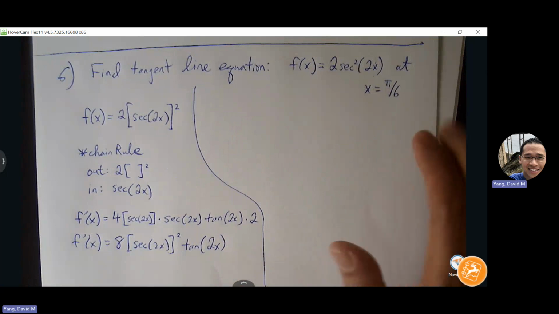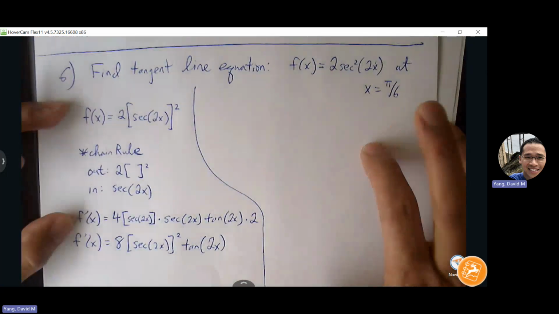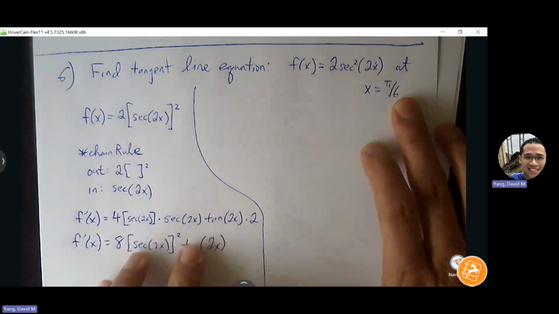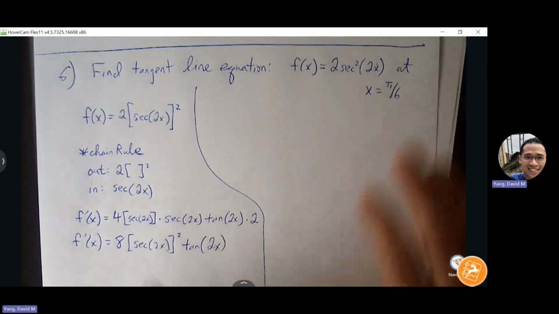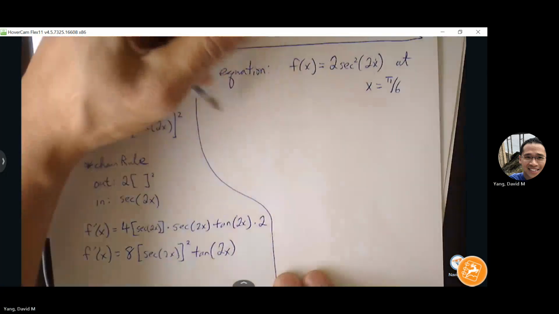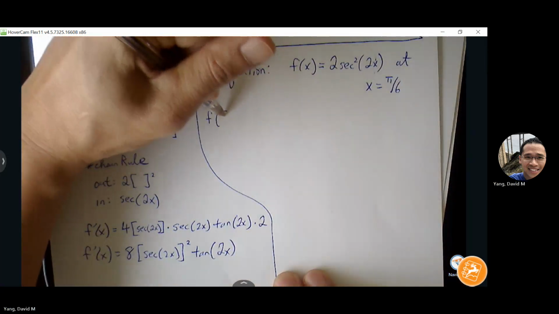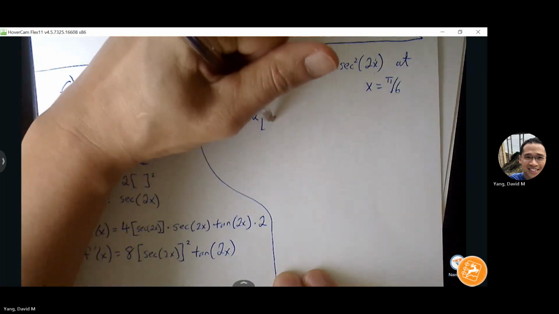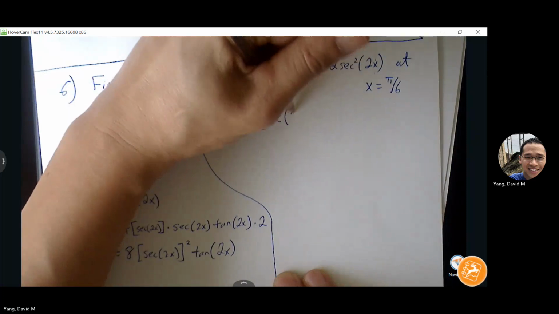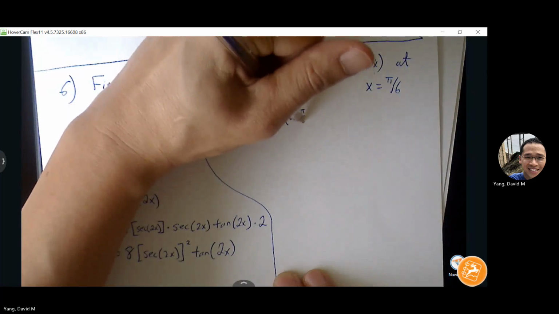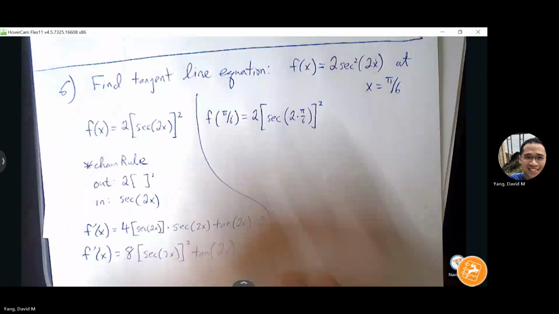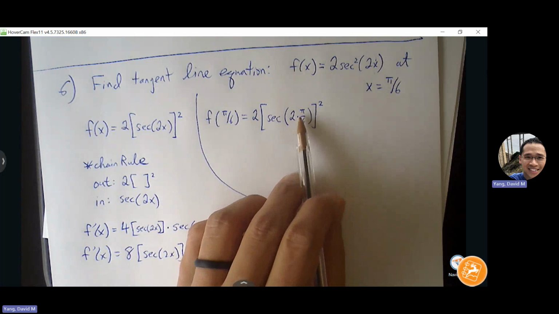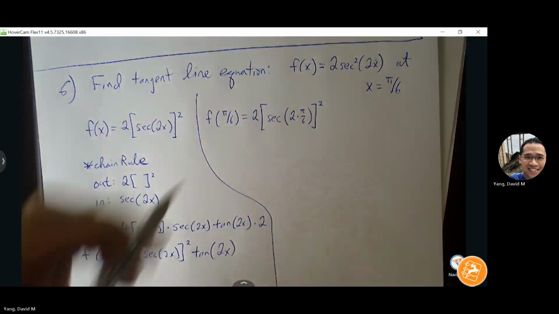Okay. Everything that we need is in front of us here. We can use the x value to plug into the function to get the y, plug in the pi over 6 to get the slope, and then we do point slope form. Right, 2 times pi over 6 is 2 pi over 6, which is pi over 3.